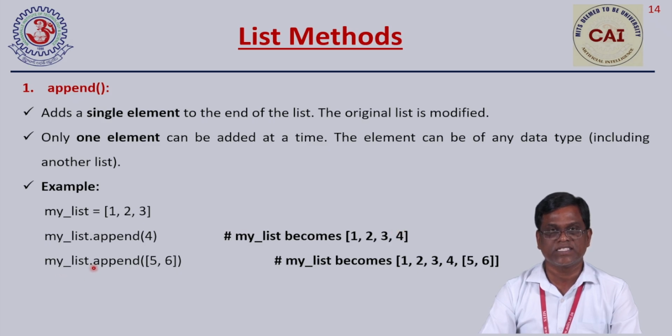Similarly, see another example here. My list dot append of 5, 6. Here I added one list to the existing list, so see how that list is added. My list now has the values 1, 2, 3, 4, and this 5, 6 list is added as one single element at the end of that particular list. So this is the purpose of the append method which we can apply on a list.